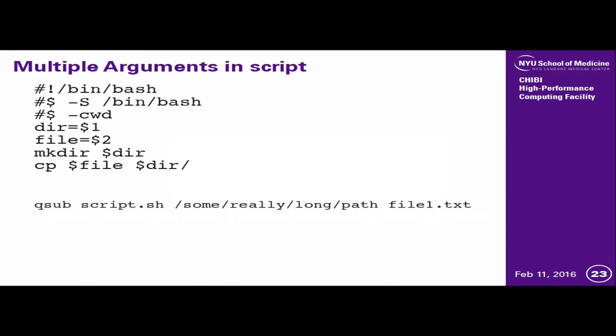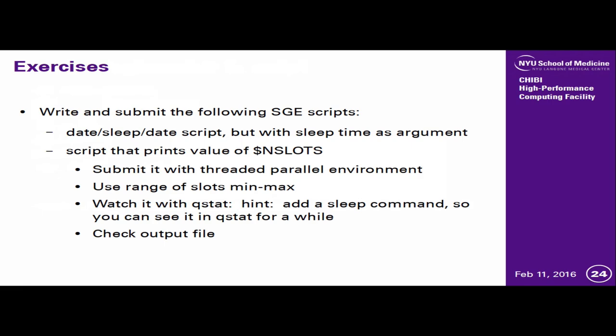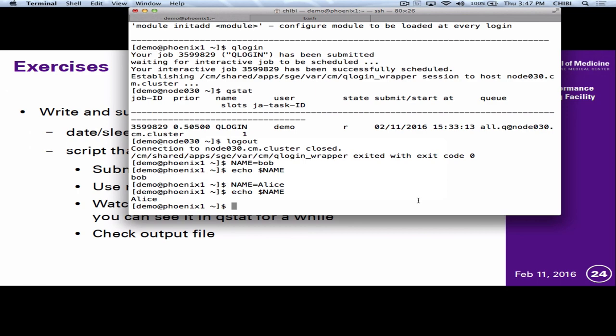You can have multiple arguments in a script. $1 means the first one, $2 means the second one. So I could have one for the directory and one for the file. I can say qsub, name of script, first argument, second argument. Those get substituted in for $1 and $2 respectively. Okay, I have some exercises. I don't know that we're going to have time for the exercises, but hopefully we will.